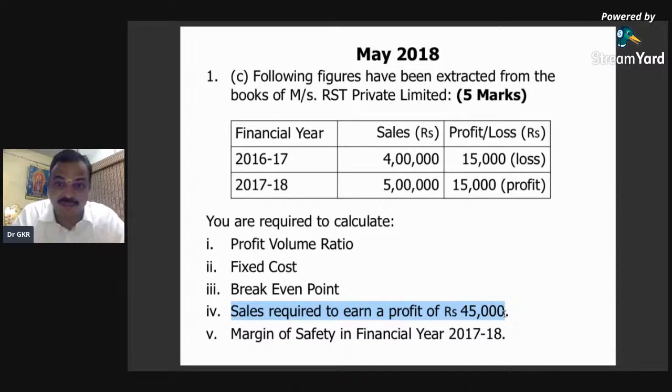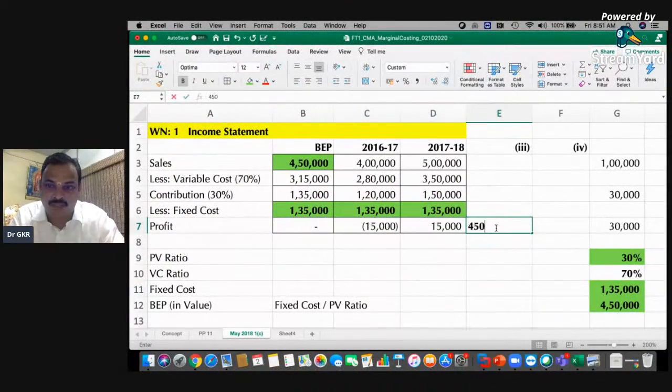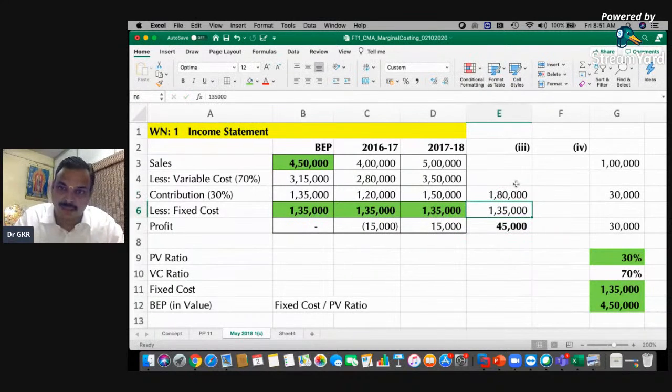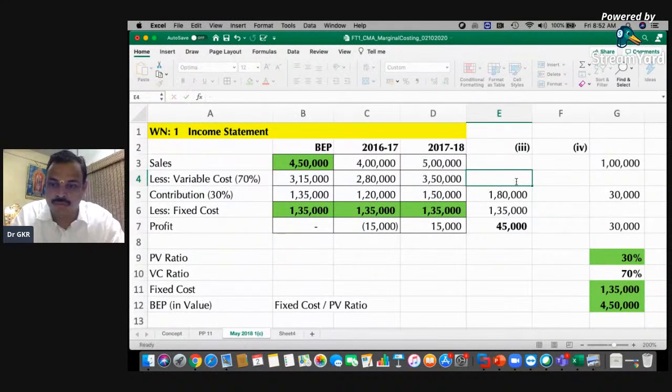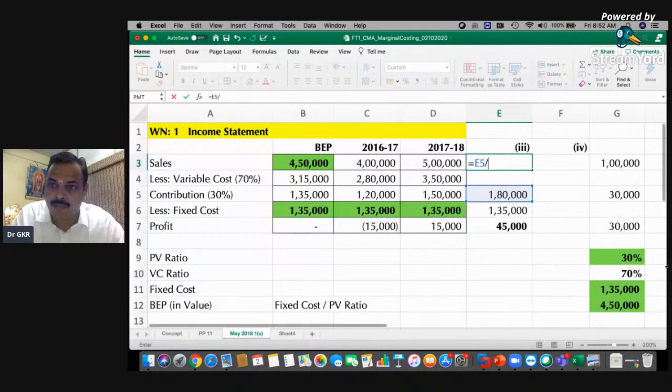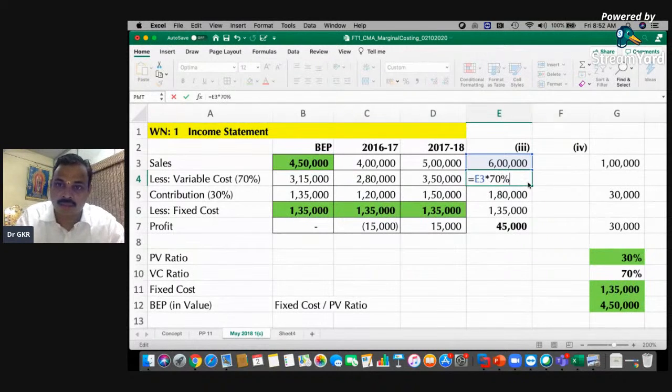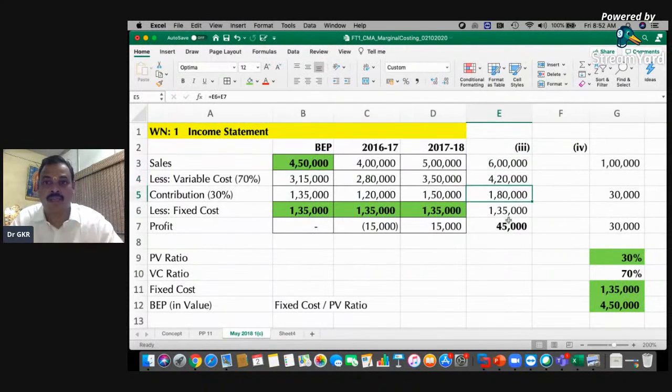Next, sales required to earn a profit of 45. So now I'll start with profit 45 and go backwards. Your fixed cost is 135. Naturally, my contribution is 135 plus 45, and 180 is 30%. So then your sales will become 1,80,000 by 30%, which is 6 lakhs. So 1,80,000 divided by PV ratio is sales of 6 lakhs. So on 6 lakhs, 70% is what? 4,20,000. So 6 lakhs minus 4,20,000 is 180, minus 135, 45.